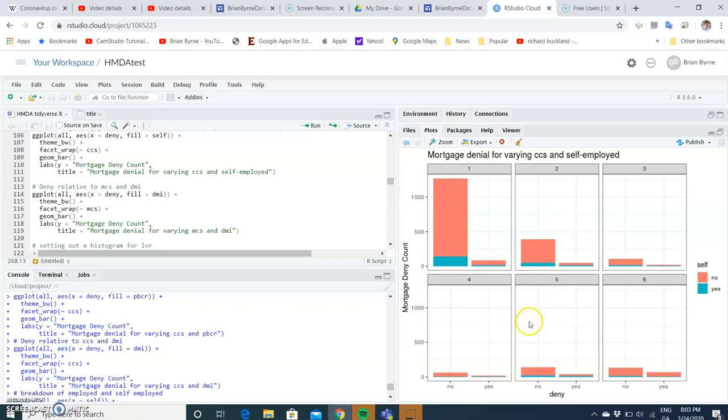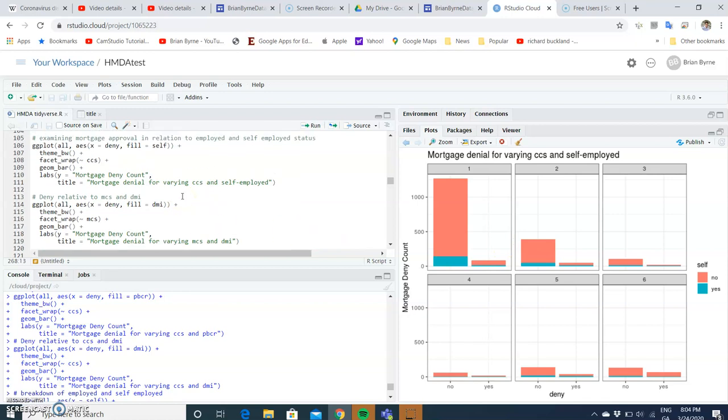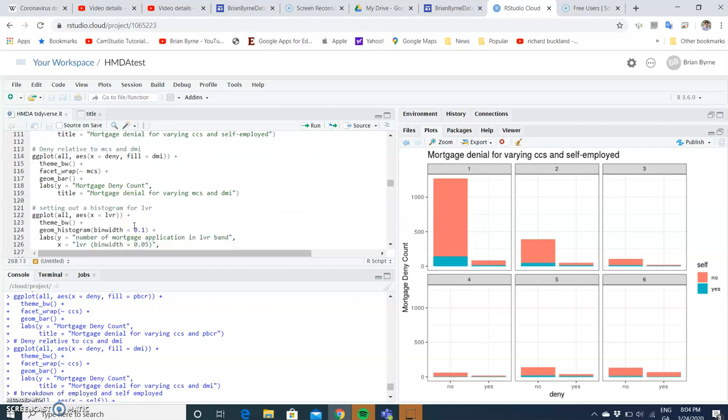As the credit score declines, that's less obvious. Individuals with a credit score of 1 or 2 didn't seem to have any issues around obtaining a mortgage, and being self-employed of itself doesn't seem to be a hugely problematic factor.